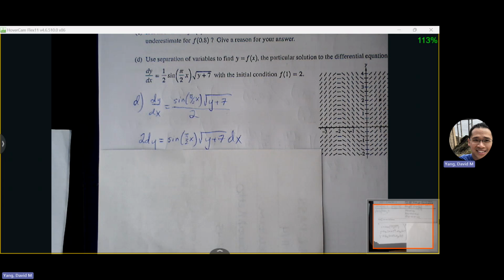Okay, from here, we should see our y's and x's are not quite in the right places. So we need to move that root y plus 7 to the left. And at the same time, I'm going to go ahead and move that 2 back to the right side. Okay.